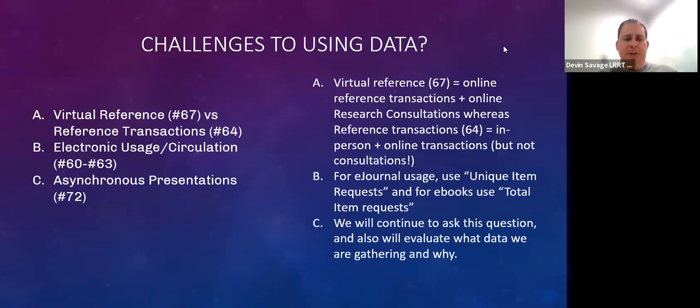The electronic usage and circulation question has become really interesting lately. That's a thing with the new Counter 5 standards, especially. One of the things that became really clear to me recently was the standard that used to be JR1 in Counter 4, and now we're using TR_J1. The new standard that we use actually strips out a lot of open access.